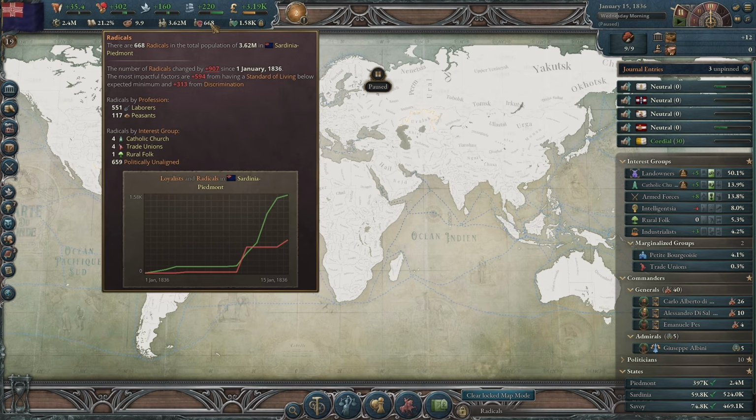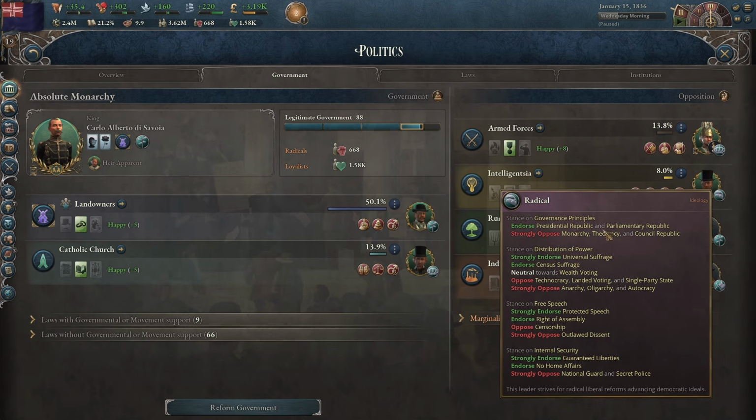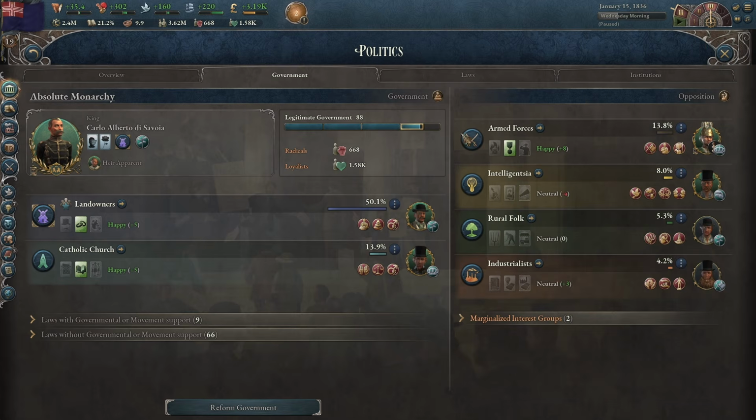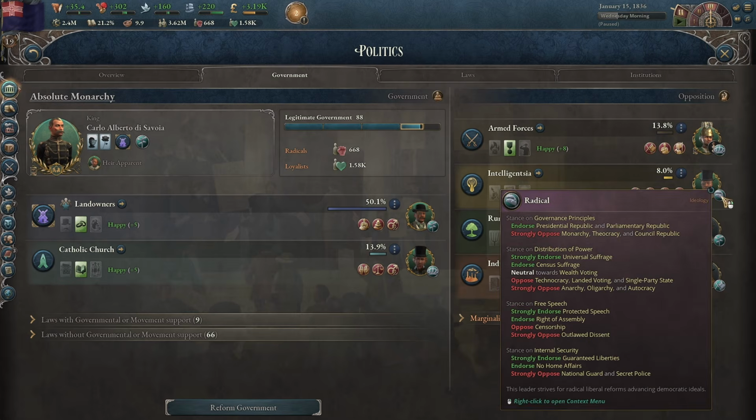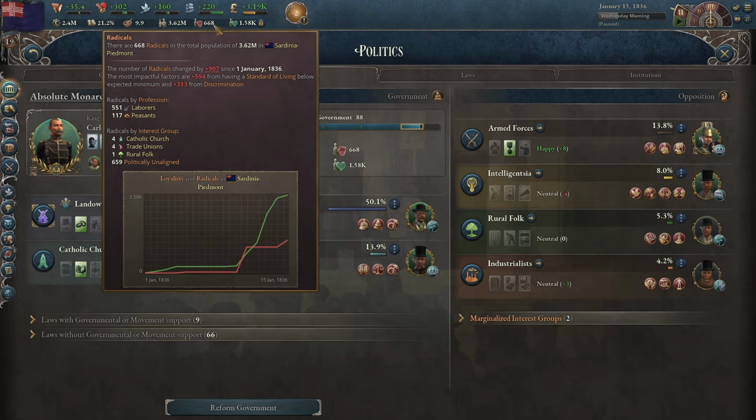Radicals have been nerfed a little bit in 1.3 because they no longer provide you with multiculturalism, but radicals support presidential republic, universal suffrage, protected speech, guaranteed liberties, and depending on what your goals are as a nation, radicals can be quite useful. So just be aware that if you're trying to accomplish the goals of the radical, then having radicals is actually a good thing.